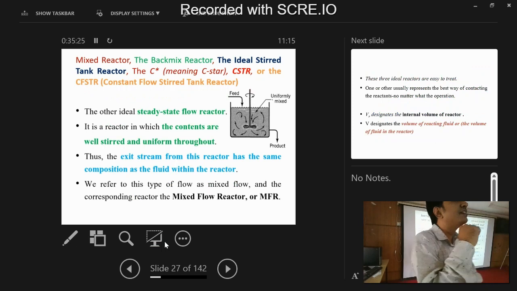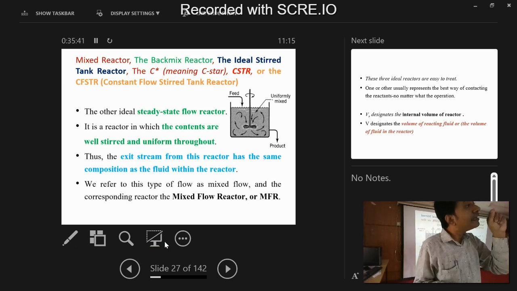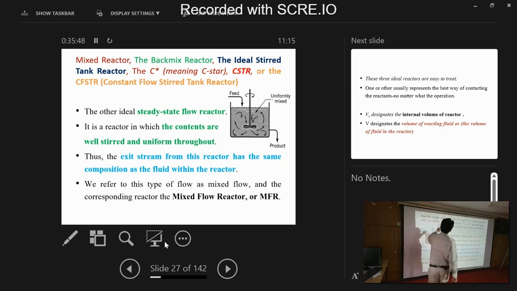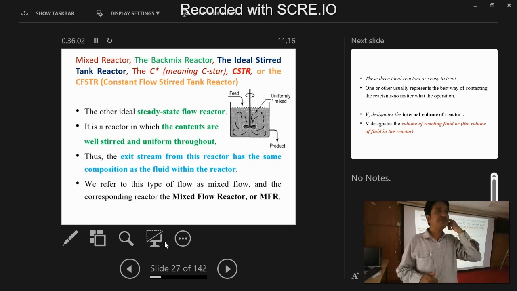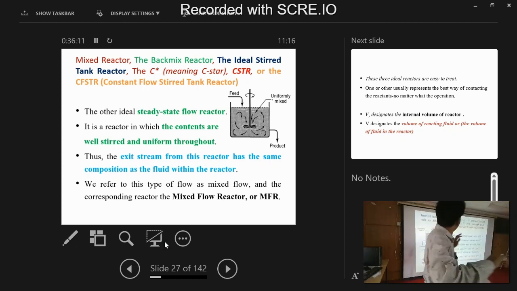Now let us look at the CSTR. It is also called a back mix reactor, mixed reactor, continuous flow stirred tank reactor, or constant flow stirred tank reactor. Actually, we usually call it a CSTR, but that is wrong. We should call it a CFSTR. Either continuous flow or constant flow stirred tank reactor is called CFSTR. It's also called the back mix reactor.